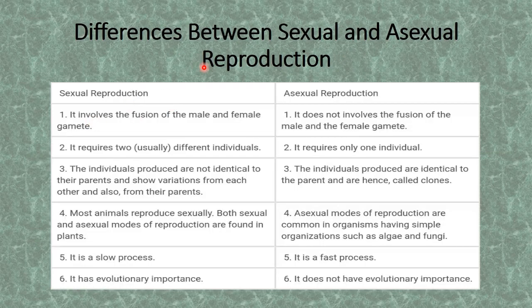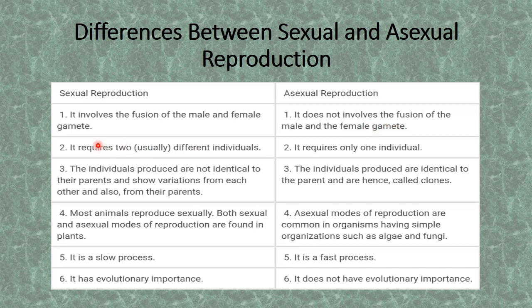Now finally, we are going to be looking at the differences between sexual and asexual reproduction. As we have here, one difference is that sexual reproduction involves the fusion of male and female gametes. But asexual reproduction does not involve the fusion of male and female gametes. In fact, we only require one parent.